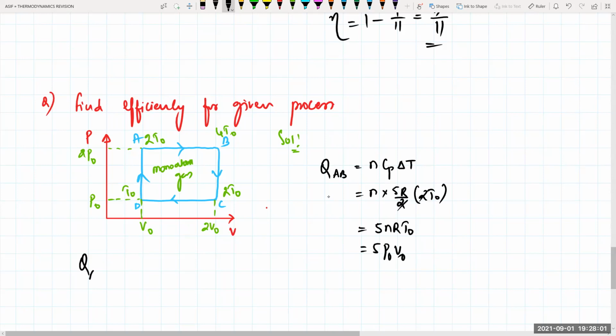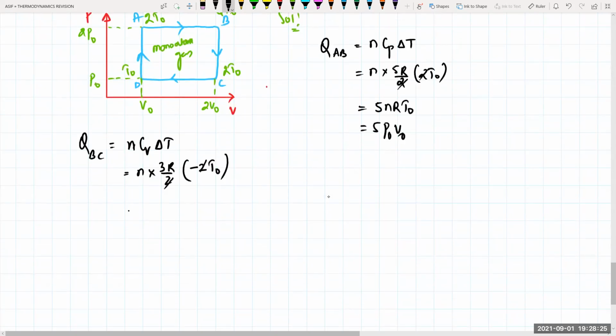In the same way, Q from B to C. From B to C, volume remains constant. So it is n into Cv into delta T. For a monoatomic gas, Cv will be equal to 3R by 2 into the final temperature 2T naught minus the initial 4T naught. That gives minus 2 times T naught. This 2 and this 2 will get cancelled. So the answer comes out negative: minus 3nR into T naught. That means it becomes minus 3 into P naught into V naught. This is your Q from B to C.